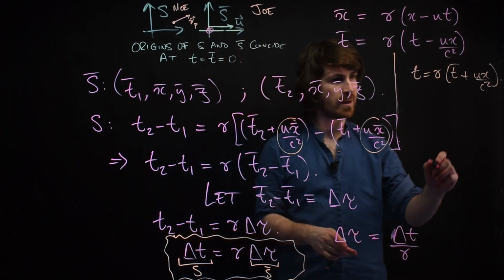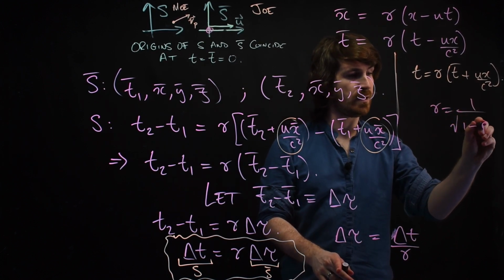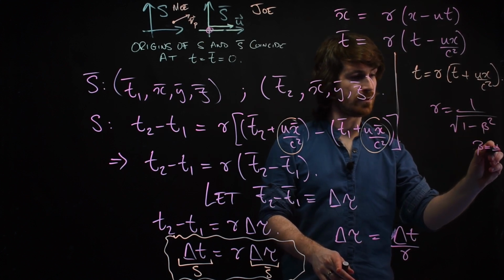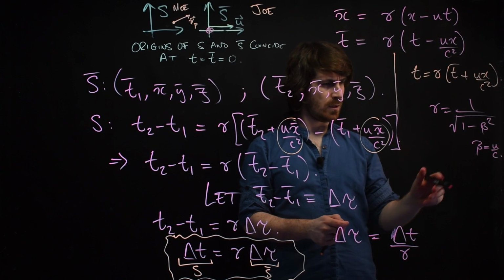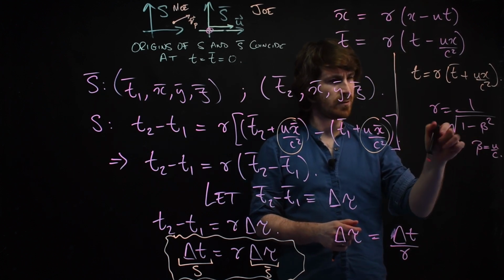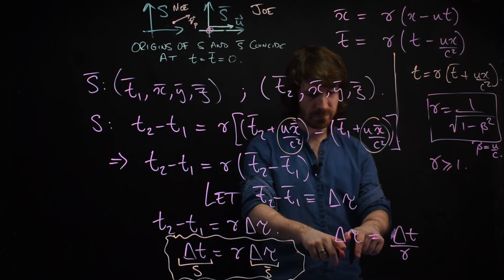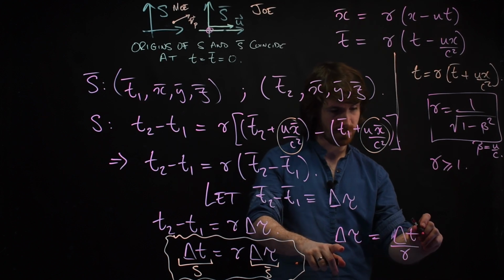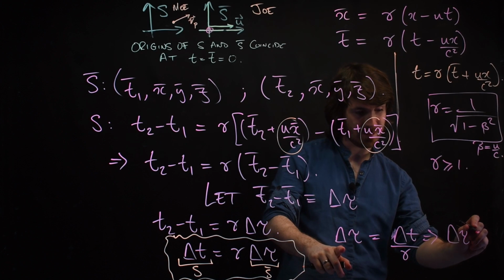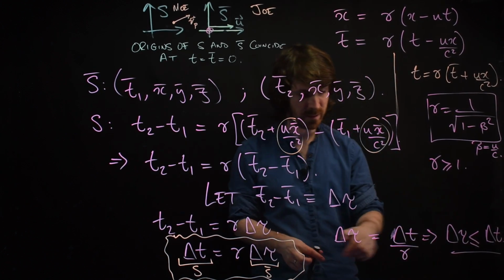Okay, and if you remember, gamma is 1 over the square root of 1 minus beta squared, where beta is u over c. So beta is always greater than 0. So gamma is always greater than 1. So therefore, we find that delta tau is less than delta t. Okay, and it's less by this gamma factor.